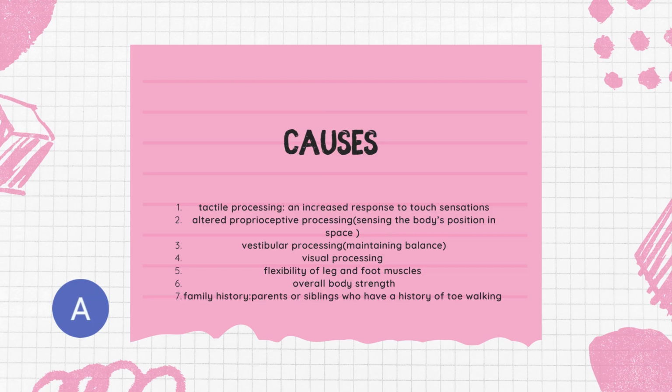Number two is altered proprioceptive processing, which means sensing the body's position in space. So it actually means body awareness. And then number three is vestibular processing, maintaining balance. That's why they're tiptoe walking.